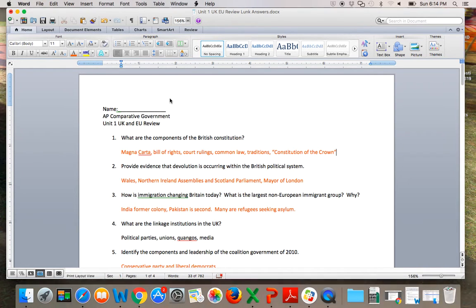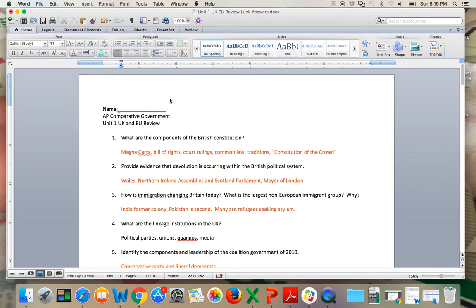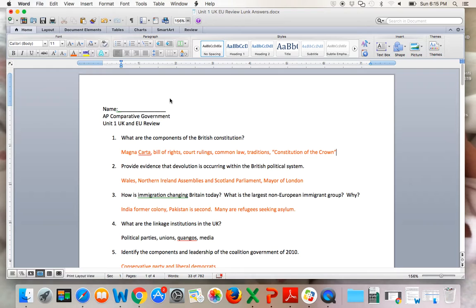First off, the Constitution of the Crown, that's for the UK. They don't have a written constitution, but get a lot of their components from things like the Magna Carta, Bill of Rights, and court rulings that set precedents. This is known as common law. They also have traditions and other laws that are written down over time.